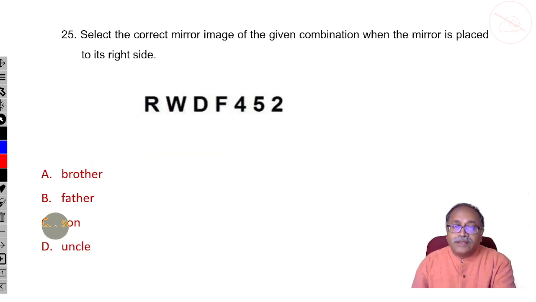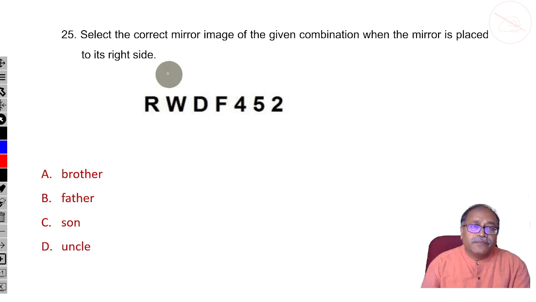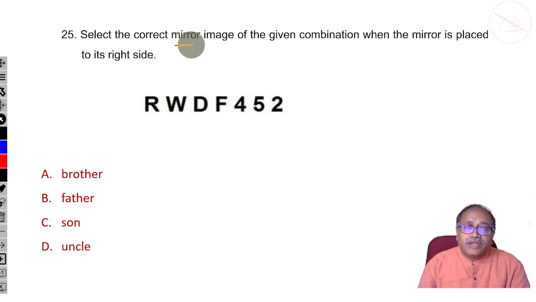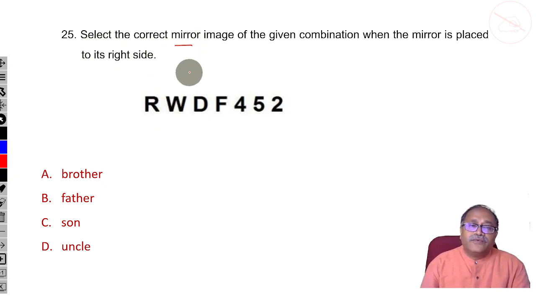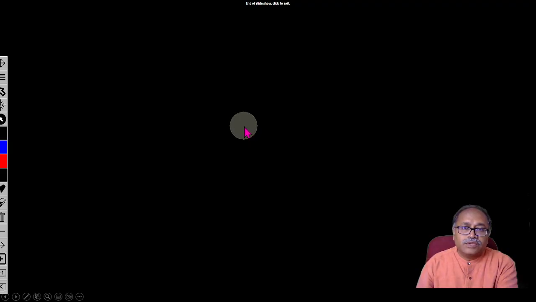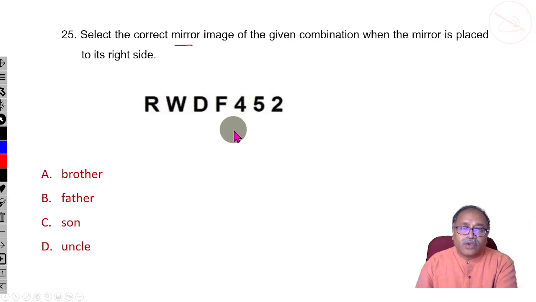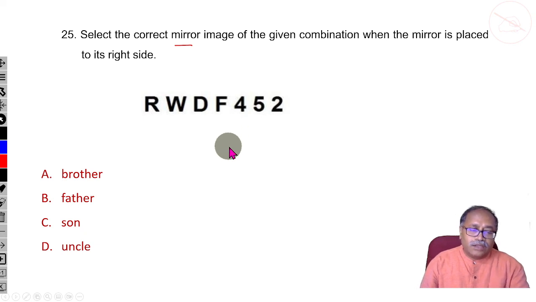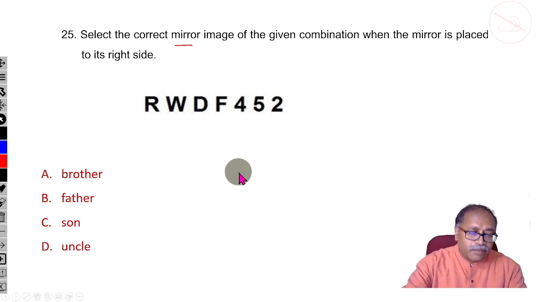24th question and the 25th and last question. Select the correct mirror image అని అంటున్నారు. Mirror image left to right అవుతుంది. We are aware of that. Then where is the mirror image of this? Okay. The options are not given over here. 1 minute my friends, 1 minute.